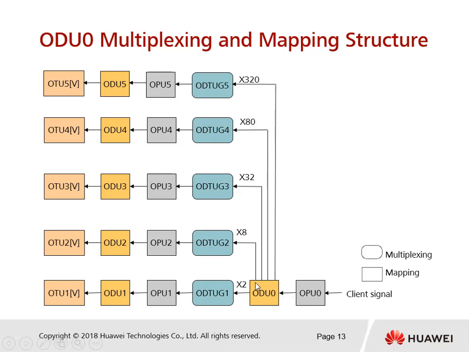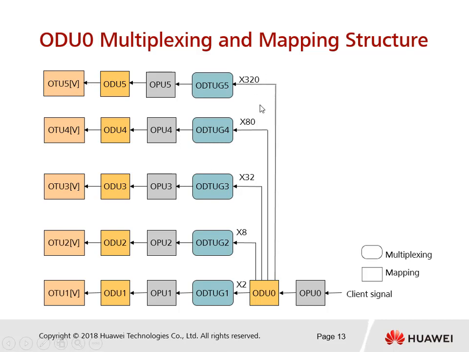So you can find from ODU0 to ODU1, we need 2 ODU0. From ODU0 to ODU2, we need to multiplex 8 ODU0. From ODU0 to ODU3, here we need 32 ODU0. From ODU0 to ODU4, here we need 80. And from ODU0 to ODU5, we need 320.